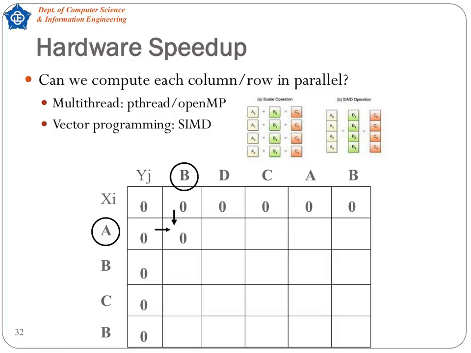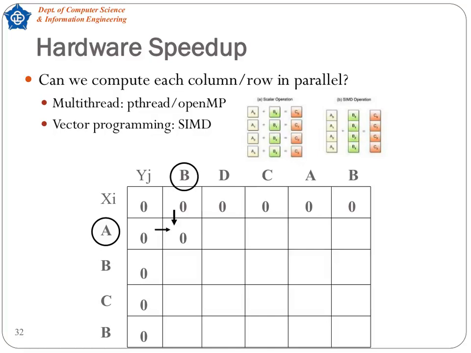First up, can we compute whole rows or columns of the score matrix in parallel? Two clear paths emerge: multi-threading with threads or OpenMP, and vector programming via SIMD instructions. In the top right diagrams, you'll notice the contrast between a scalar operation, which handles one A-B pair at a time to produce C, and a SIMD operation, which packs multiple A values into a single vector register and churns out several C results in one instruction.